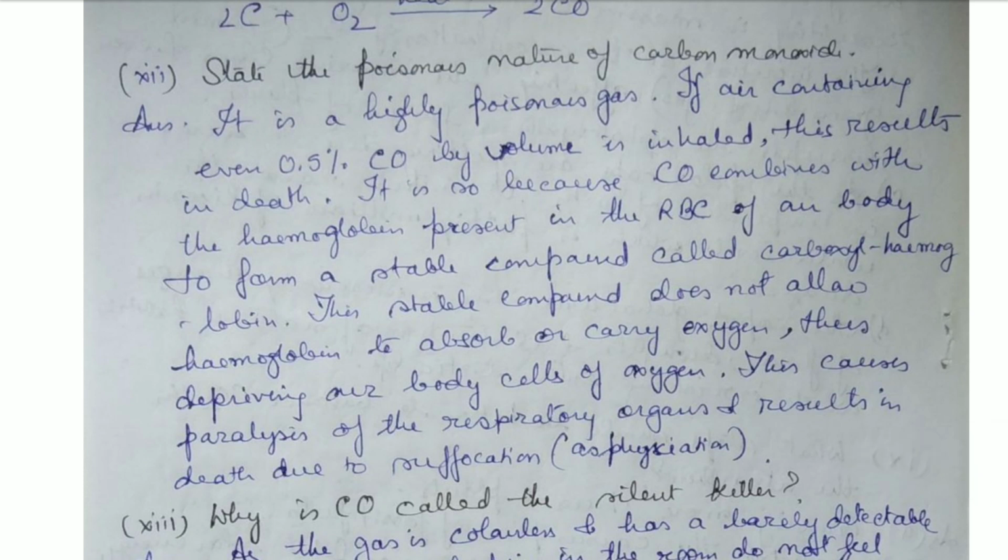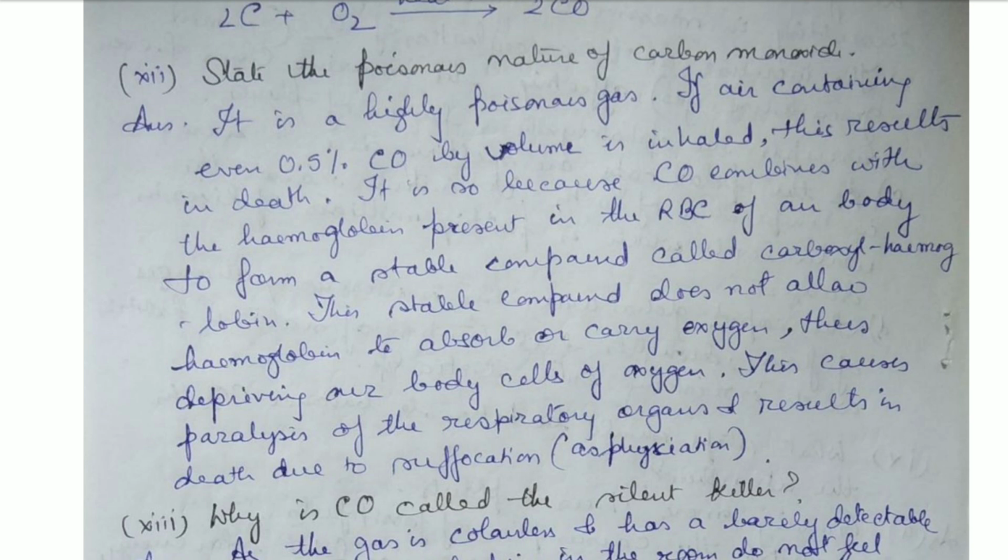See, carbon monoxide is a very dangerous gas. It's a highly poisonous gas. If air containing even 0.5% of carbon monoxide by volume is inhaled, that may result in death, because carbon monoxide has a great affinity towards hemoglobin. It combines with the hemoglobin which is present in the RBC of our body to form a stable compound which is known as carboxyhemoglobin.